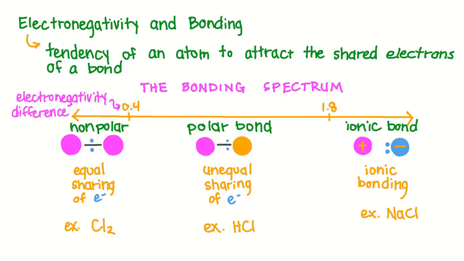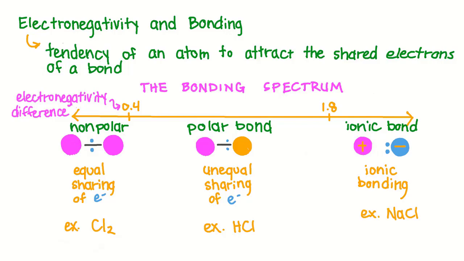We can roughly use electronegativity differences between the atoms to determine whether a bond will be polar, nonpolar, or ionic. If the difference in electronegativity between atoms is about 0.4 or less, then we can consider that bond nonpolar. If the difference is greater than 1.8, then we would consider that bond ionic. And of course, anything in the middle would be a polar bond.